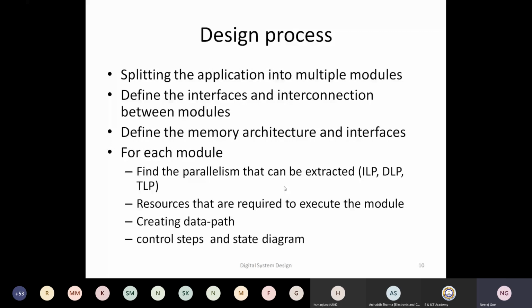And then once these outer interfaces are clear, we can focus on each module. We can see what resources are required to execute that module. We can create a data path, control path, and then a state diagram, and then implement that state diagram. So essentially we can design module by module. The first thing is to divide things into modules and then work on the modules.